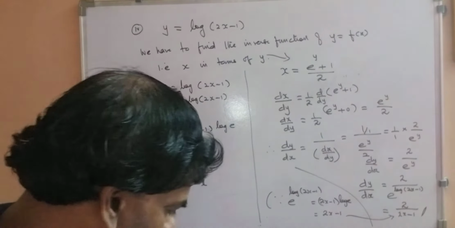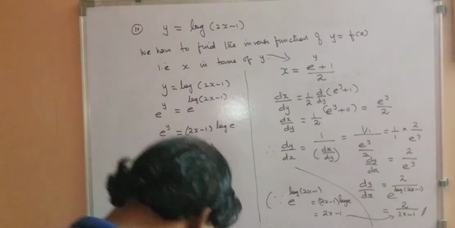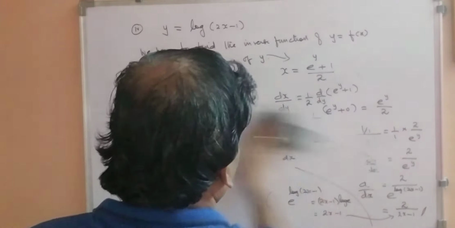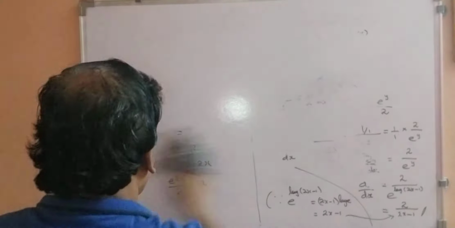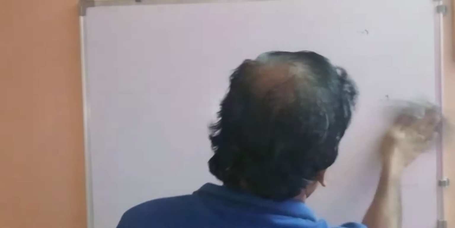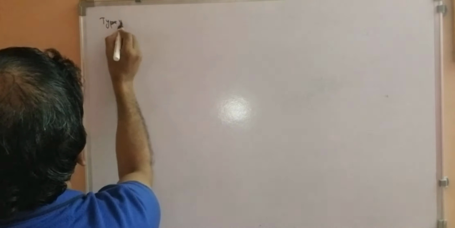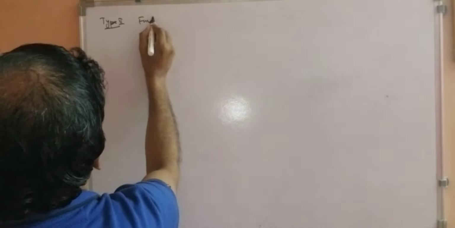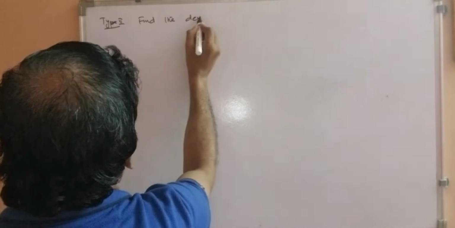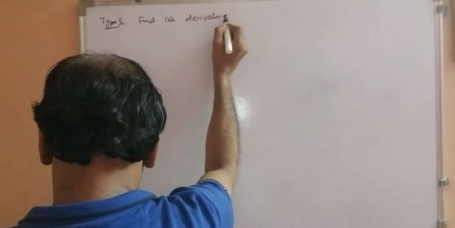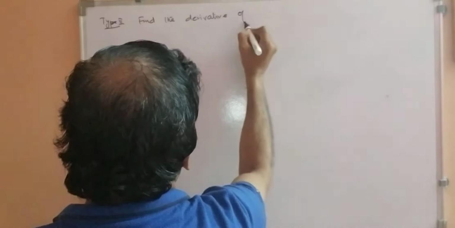Now we will do one more sum, we will understand. This is of a different type. Now the next type we will see. Now here it is like this. Find the derivative of the inverse function of the following. See type 2. Find the derivative of the inverse function of the following.